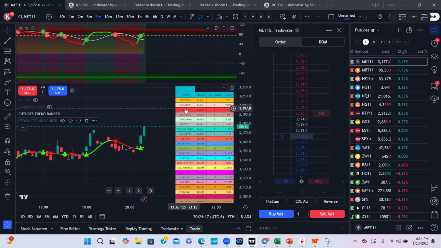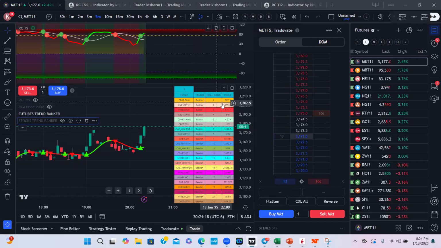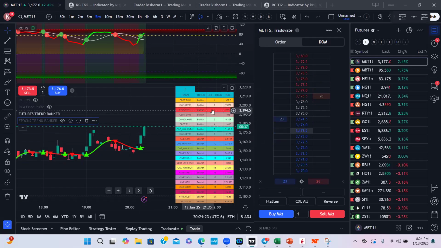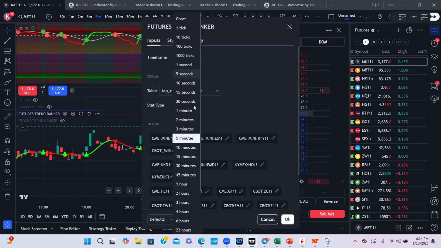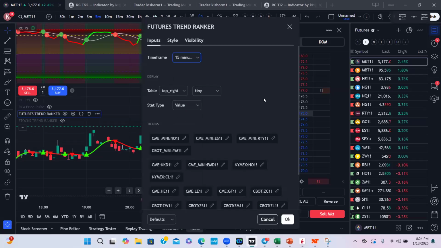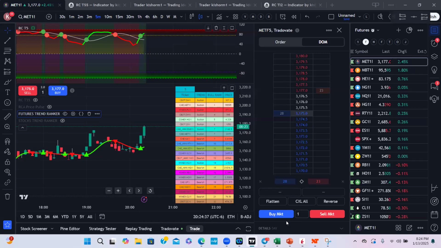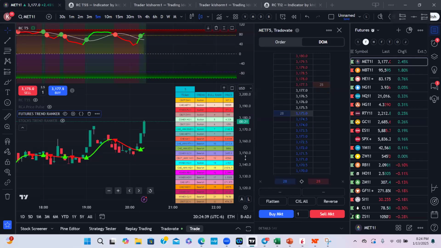It's telling that NBT is very bullish, Bitcoin is bullish. That means tomorrow a lot of crypto stocks will move up. Platinum is very bullish, right? 5 minutes gives, but if you want, you can also change it to 15 minutes or 1 hour or 4 hours. Then you know which are really very good bullish, so you can mainly focus on those tickers.